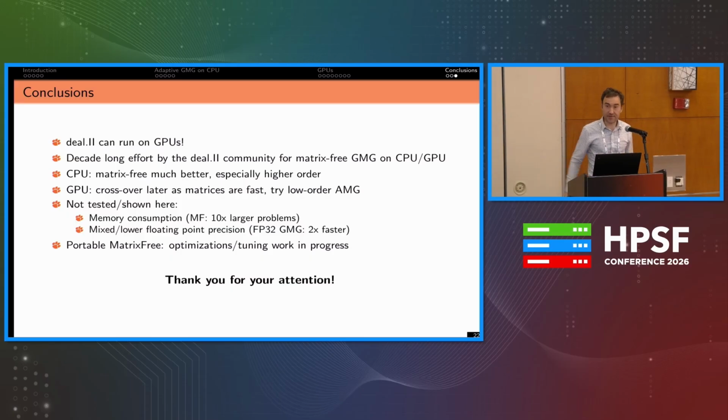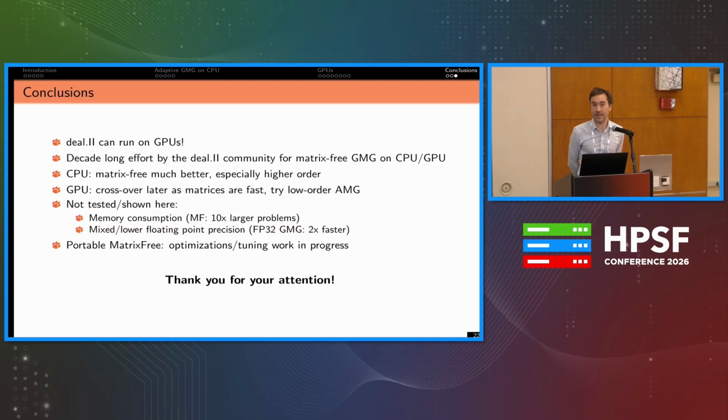And we want to do a lot more in selectively reducing accuracy. So there's a lot of work left to do, but I'm very happy and proud that we're at a point where it is actually usable. Thank you.